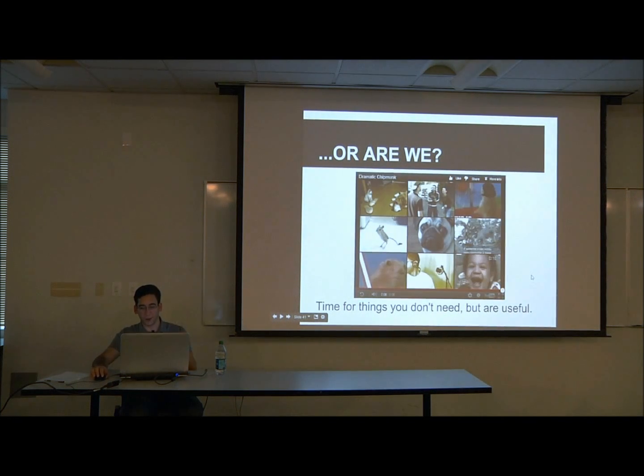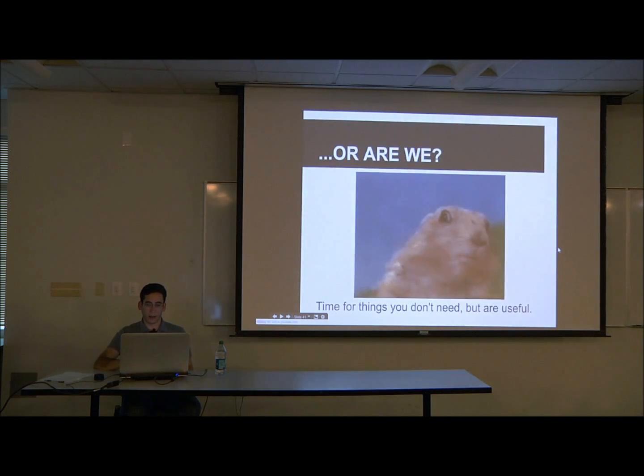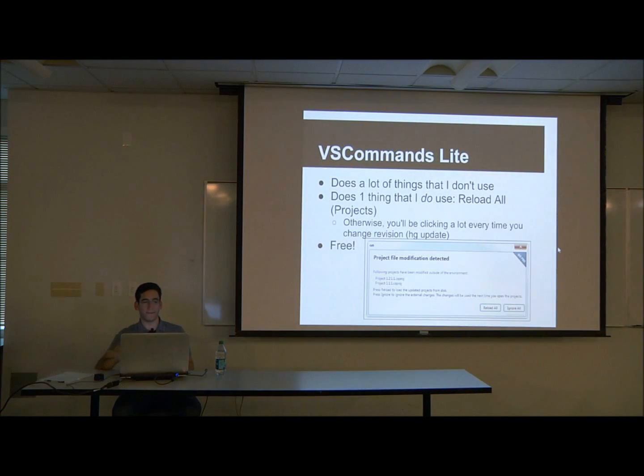All right, so if you're crazy bored, you can leave now, but it's time for things that I think are really helpful in terms of using Mercurial. All right, so the first thing is VS Commands Lite. It does a whole lot of things. It's a plugin for Visual Studio, as you would expect. And it does a whole bunch of stuff that I don't really use because I just don't find them that useful. But it does do one thing that is really useful in terms of Mercurial, which is reload all projects.